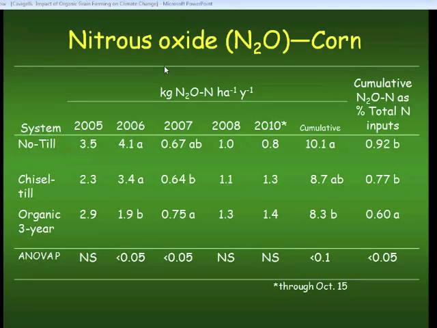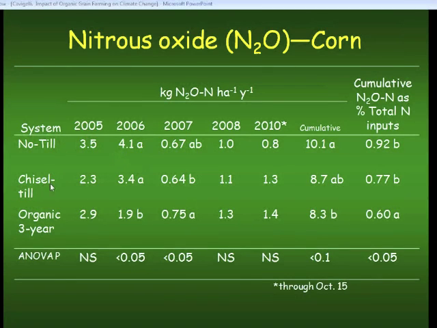Okay, what are our results for nitrous oxide? And here I'm just showing the data from the corn plots because we've measured the corn. We measured the N2O in the corn plots multiple years: 2005, 6, 7, 8, and 2010. Of course, 2010 is not done, so this is not a complete data set yet. But what do we see?